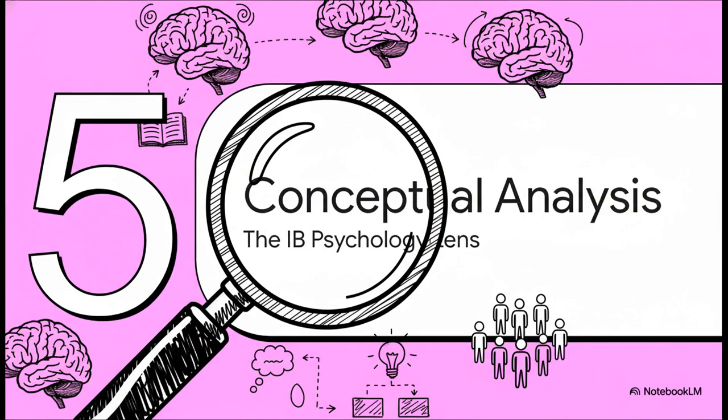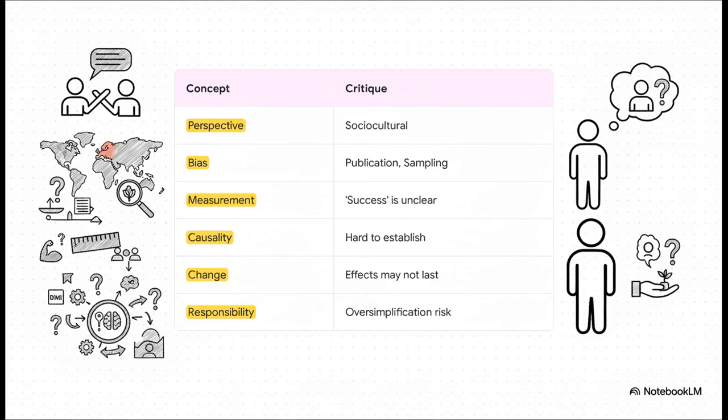Okay, so now let's take our critique to the next level, using those IB psychology key concepts. This is how you really achieve that top-tier analysis in your essays, by applying these conceptual lenses to the research you're discussing. This table sums up some excellent evaluation points using those concepts. Let's just walk through them. First, perspective. SLT is clearly using a sociocultural perspective. It's all about learning in a social world.